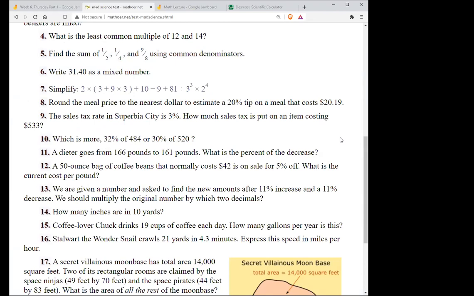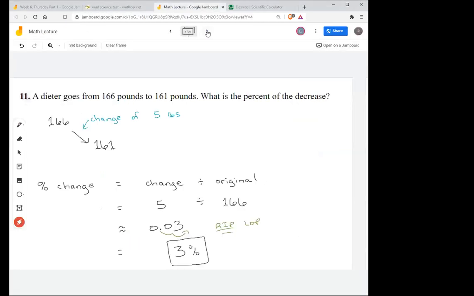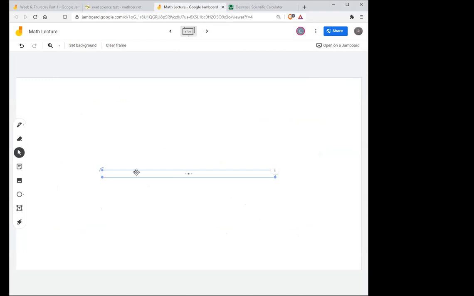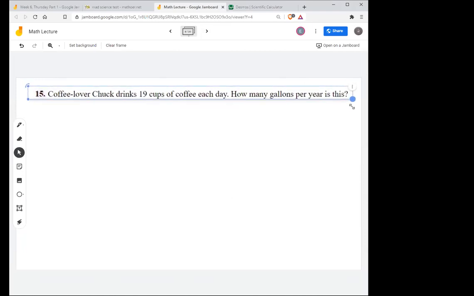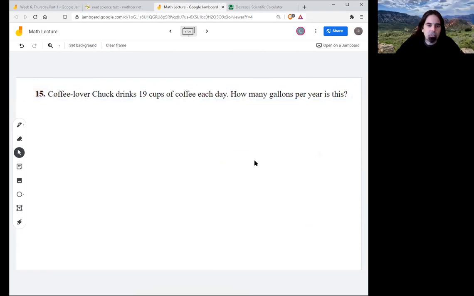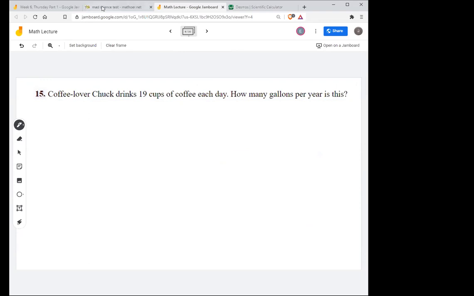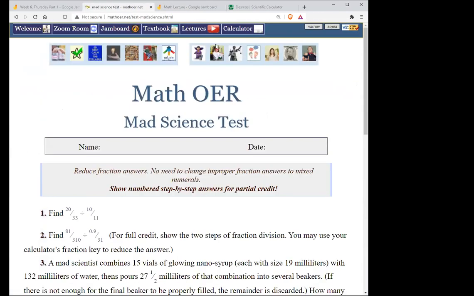Other things. Number 15. He drinks 19 cups of coffee per day. How many gallons per year? So this was the unit analysis. Do you want the list of the unit analysis steps on the board? Sure. Let's do that.